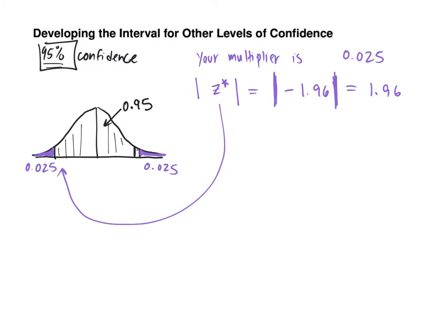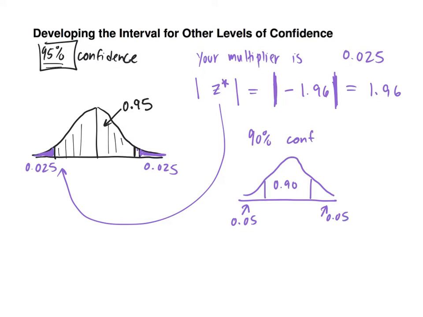So just for practice, if we had 90% confidence, so that means my middle area is how much? 0.90 instead of 0.95, right? How much is in each tail? 0.05, right? Because it's 5%, 0.05. So now look in this table. Look for where you see 0.05, or as close as you can get.